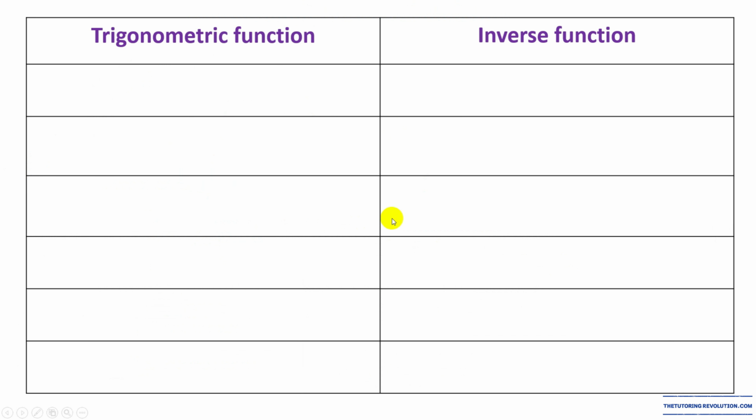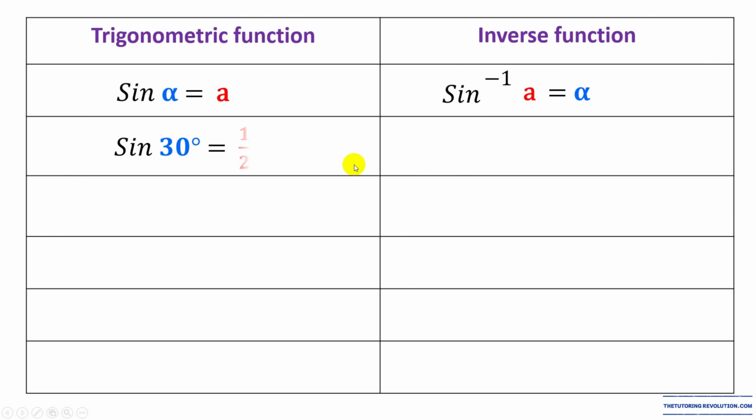Let's illustrate this further. Sine of alpha equals A. So sine inverse of A will equal alpha. Again, all you do is swap these two values, the alpha to the right and the A to the left, and you put a -1 here. That's one way to remember this. Let's check a numeric example. Sine of 30 degrees equals 1/2. So sine inverse of 1/2 equals 30 degrees.